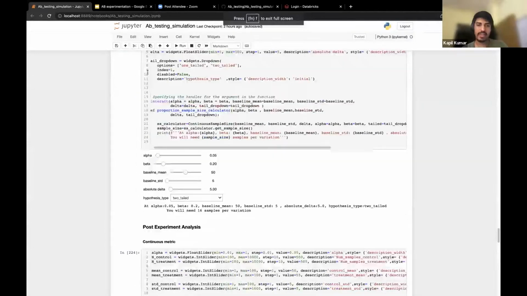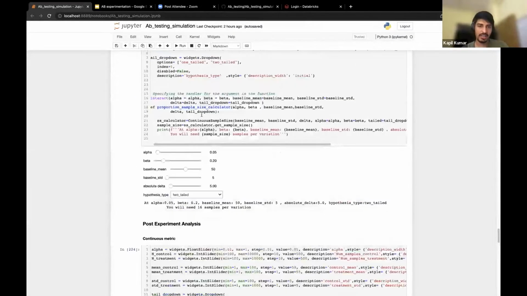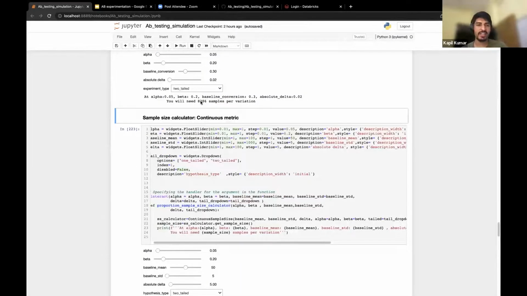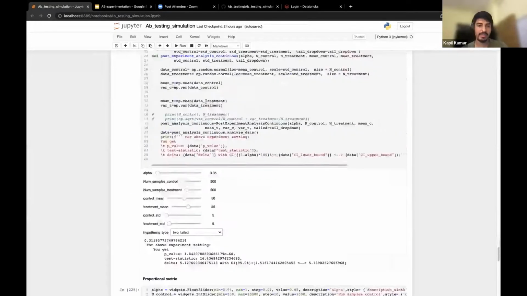Okay, so we have calculated sample size. We are saying that we need at least 8,286 samples. So let's simulate this.